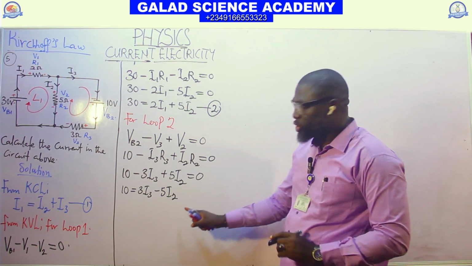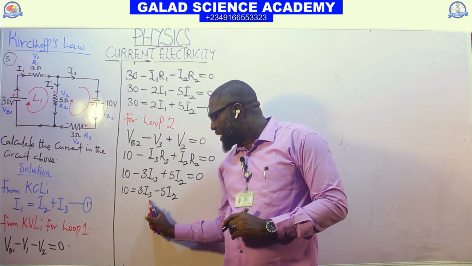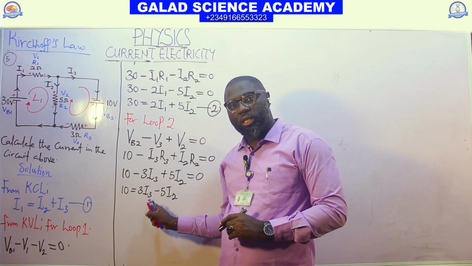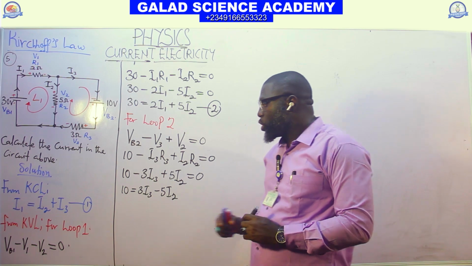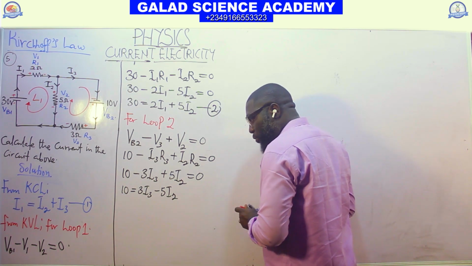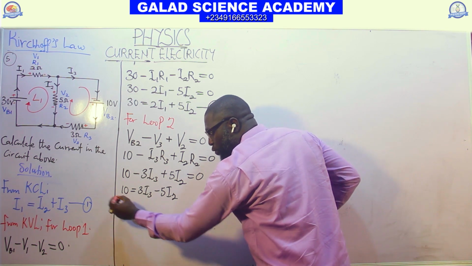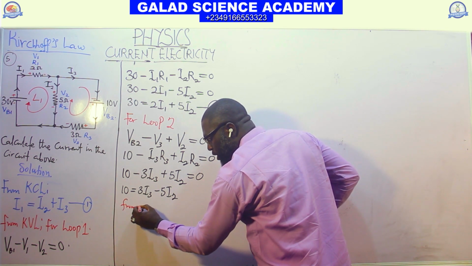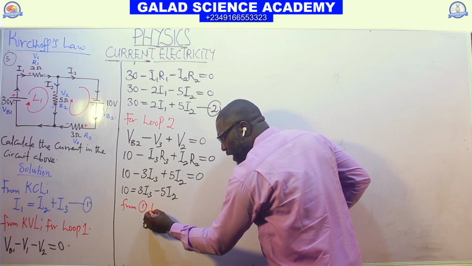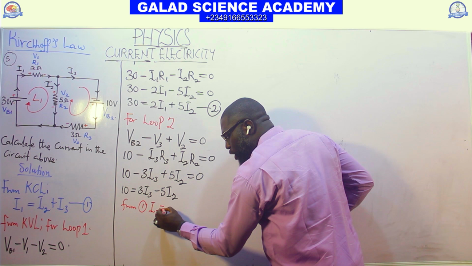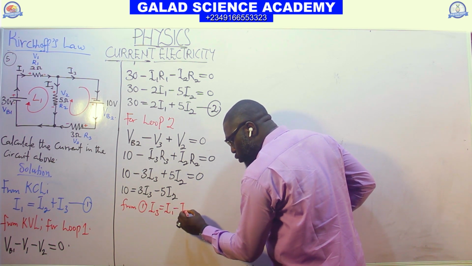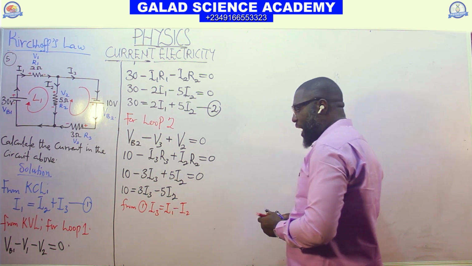At this junction, I want to eliminate this I3 and insert I1 and I2. From Kirchhoff's first law, from equation 1, I3 should be equal to I1 minus I2.